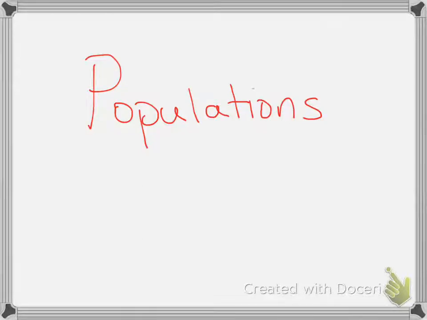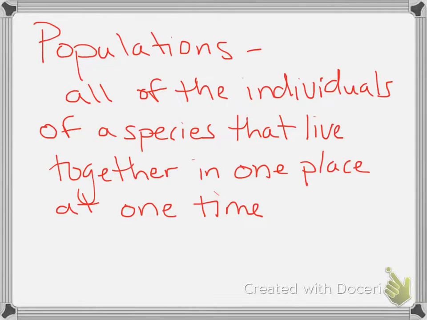In this video, we're going to go over populations. And a population is all of the individuals of a species that live together in one place at one time. So we look at white-tailed deer as being a species, and the population would be the number of white-tailed deer in western Pennsylvania, for example.